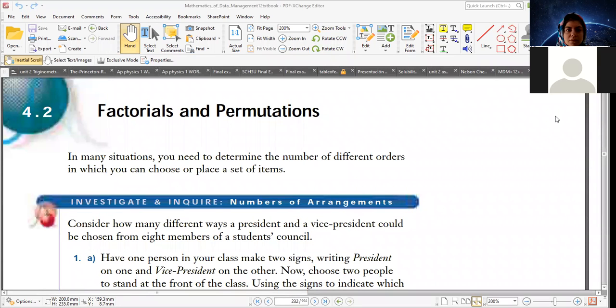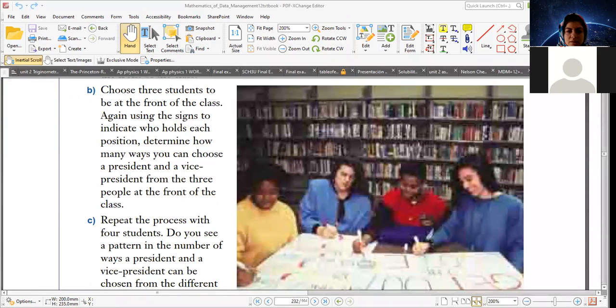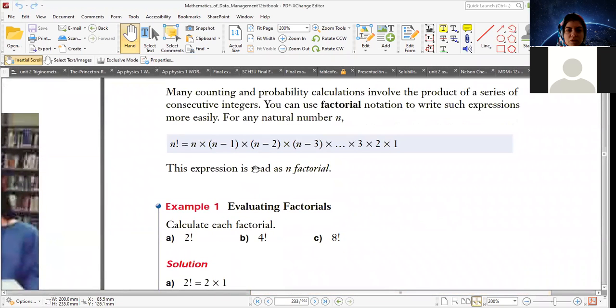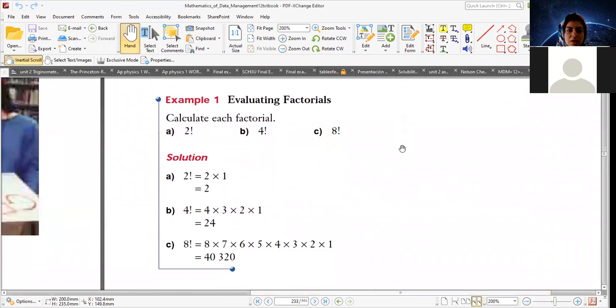Okay, 4.2 factorials and permutation. Let's see what is factorial. This is a general formula for a factorial. N factorial is n multiplied by n minus 1, n minus 2, n minus 3, and so on until you get to 1.